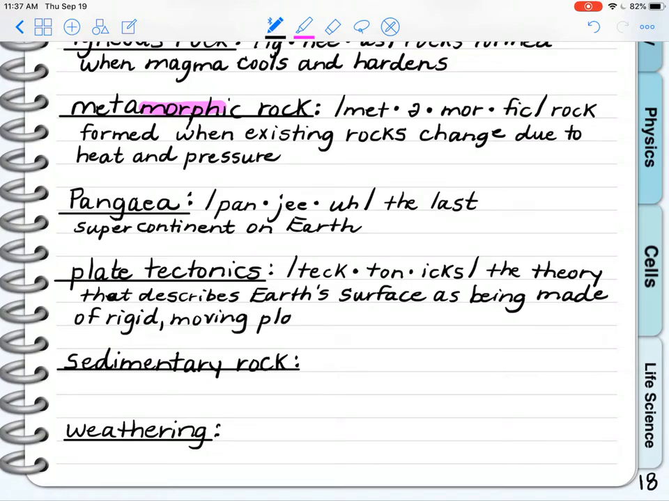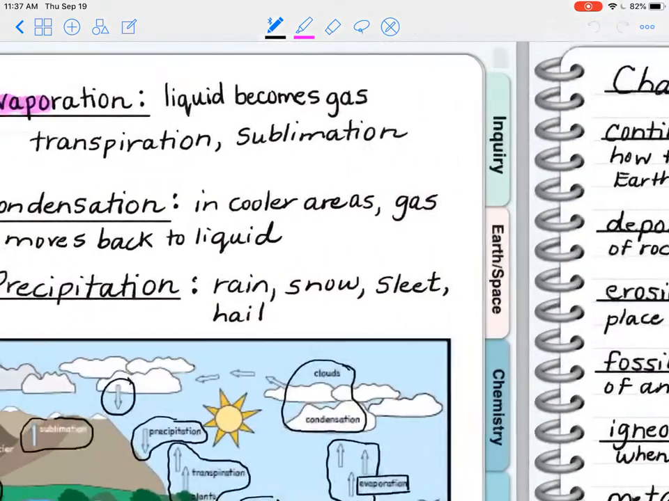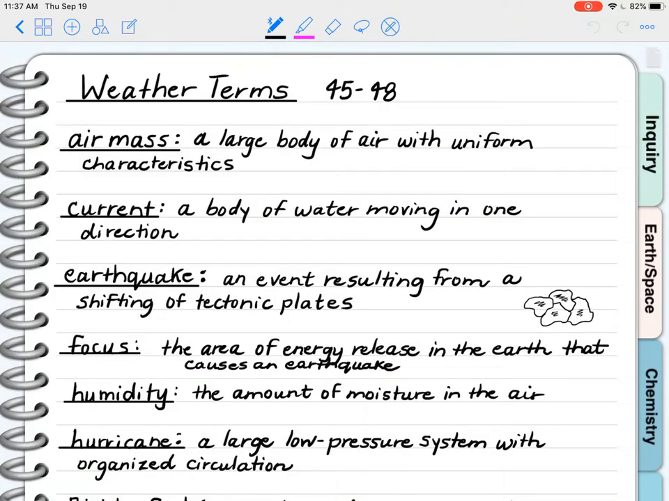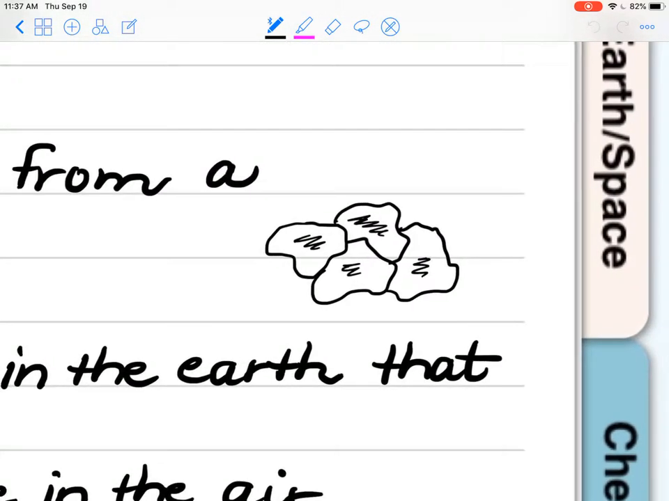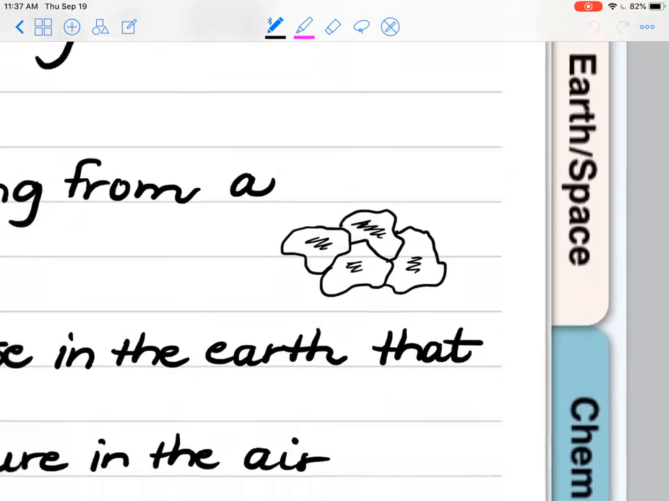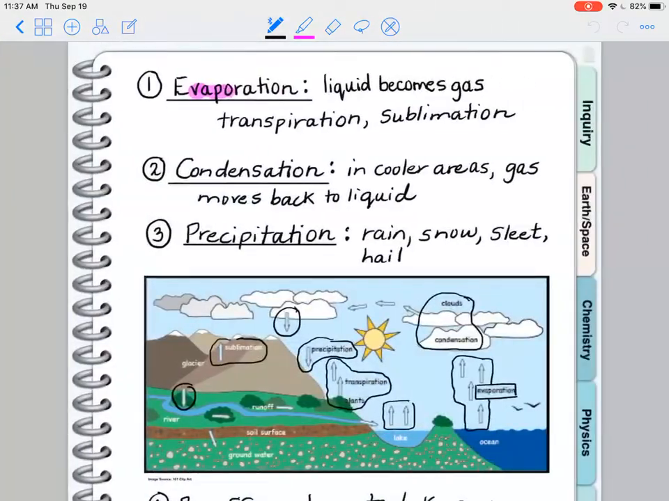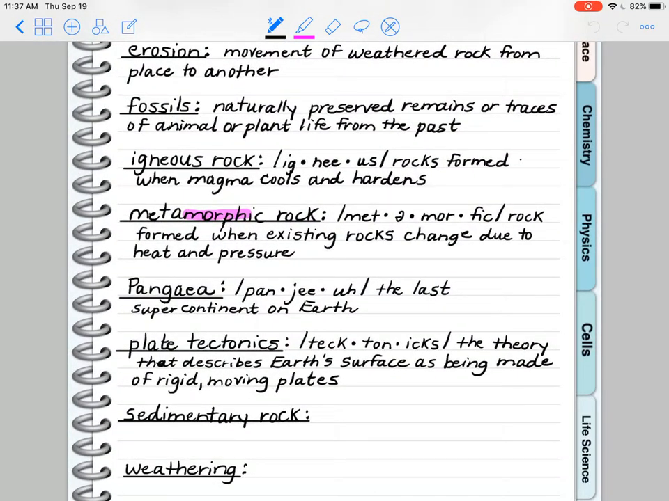I'll let you get this definition, and you can stop the video right now if you need to have a little bit of time. But remember, I showed you this picture back here when we did the weather terms. We talked about earthquakes. Do you remember this image that I tried to draw? Okay, that is plate tectonics. That's the same concept that we're talking about here.